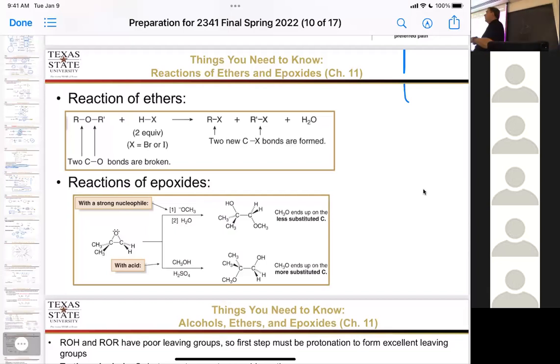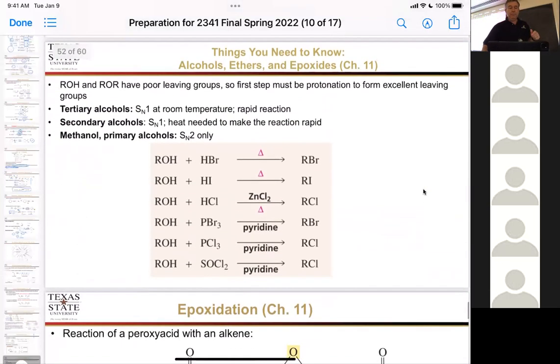All right, this should be really familiar because we just did this, okay? Know how to make alcohols into better leaving groups, okay? There's a bunch of ways to do it. Turn them into alkyl halides. We have a bunch of different reagents that do this.